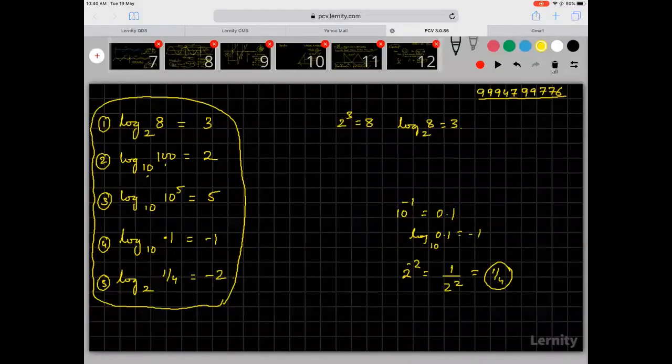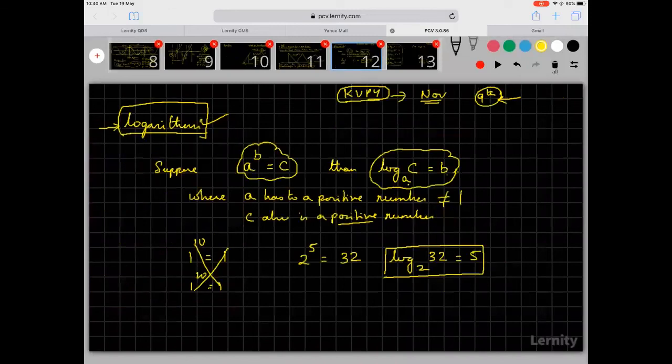Yeah, this sheet maybe. So what I'm saying is that if A power B is equal to C, then by definition, this is the definition of log. This is how logs are defined. Then log of C to the base A is equal to B. So you have to just think A to the power B is equal to C. So when I asked you log of 32 to the base 2, you have to think 2 power how much is 32? Only thing remember, A has to be a positive number, not equal to 1. And C also has to be a positive number.